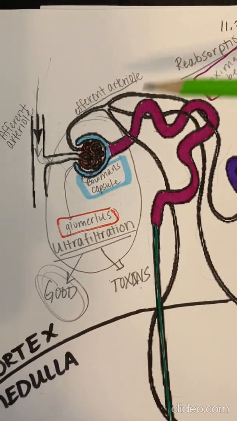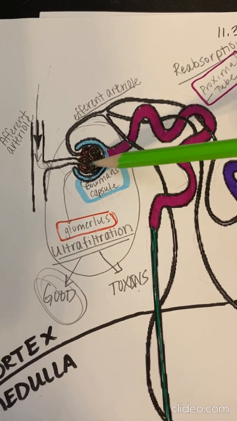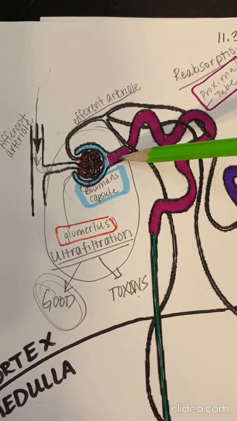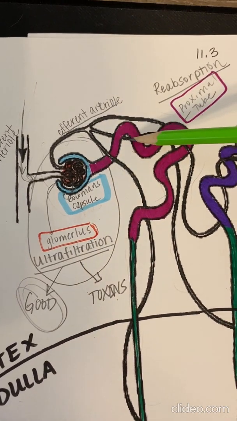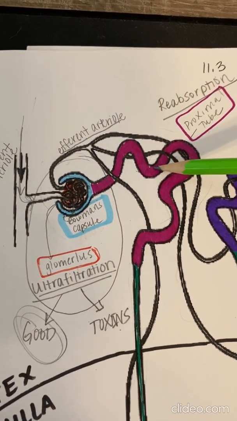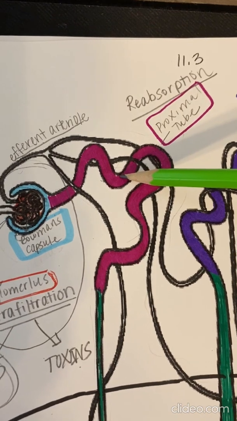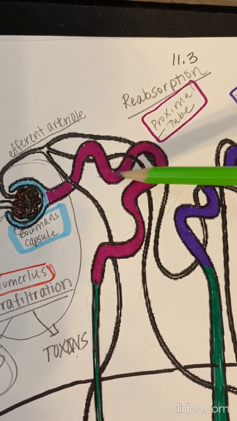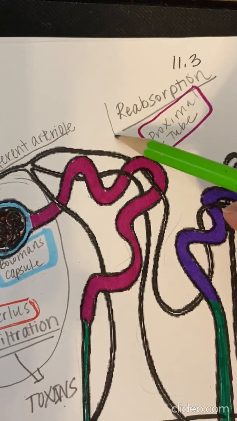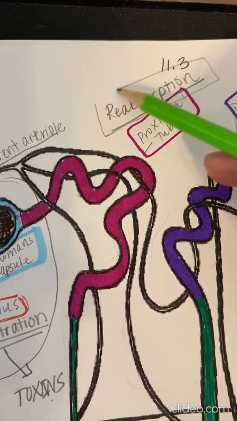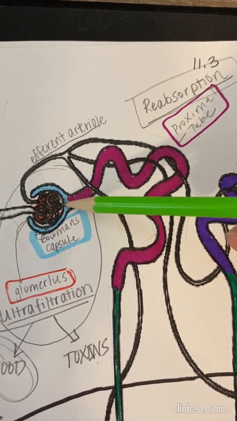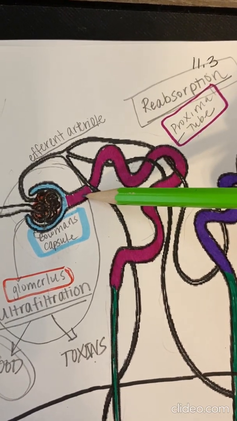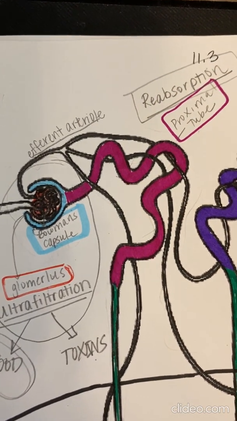So our body got a little excited when it did ultrafiltration, and it sent all of the waste and the toxins into the proximal convoluted tube. Now our body's like, wait, we actually need some of that. Hold up, let's bring it back. So in the proximal tube, that's where reabsorption happens. So some of the stuff that left the blood into the proximal tube are reabsorbed back in the body.